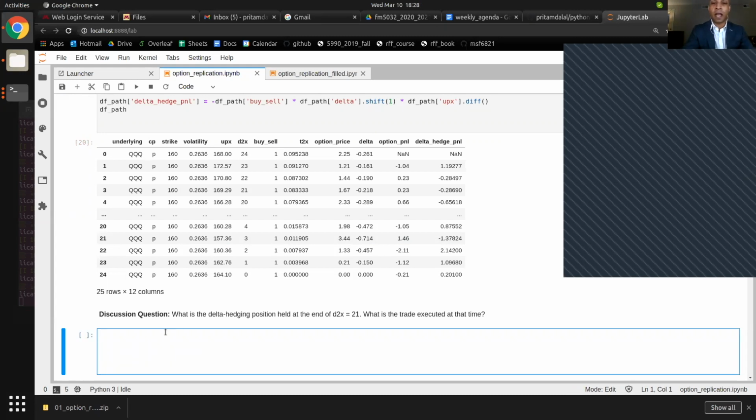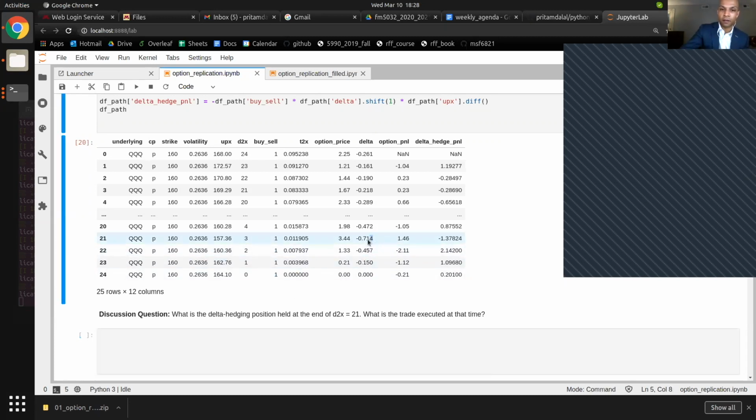You would actually end up with a long position in 0.714 units of the delta. And in order to get there, you need to buy 0.242, because you ended the previous day with a long position of 0.472. So that's the sense in which this is a dynamic strategy: you're constantly rebalancing your delta, buying and selling based on what the current delta of the option is.